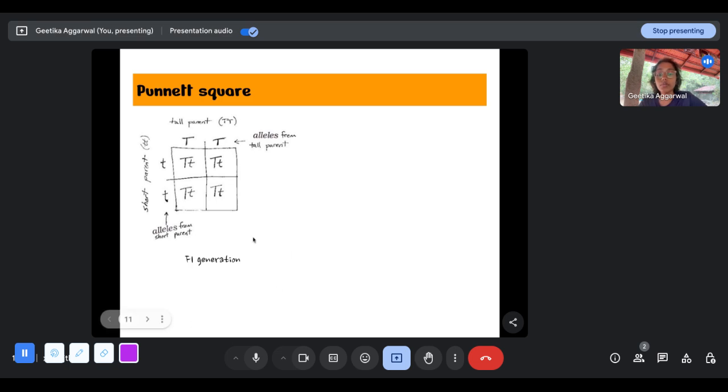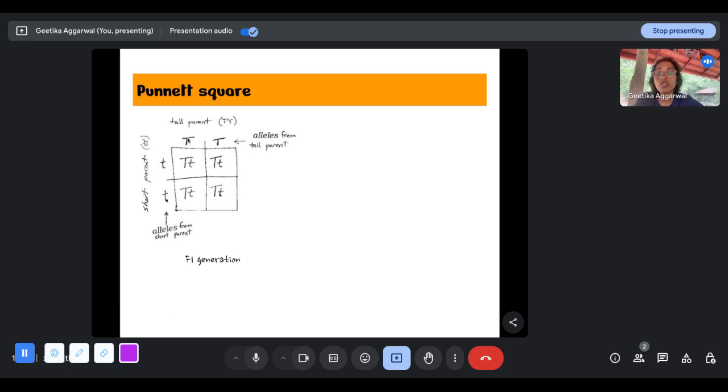So if you're talking about the first filial generation from these tall and short parents, in the tall parent, as I said, there is capital T, capital T. So these are the two factors or the two alleles that are coming from the parents. So for example, say the gene is height, then capital T are the two alleles that code for tallness in that gene. And here small t are the alleles of the short parent that code for a short height.